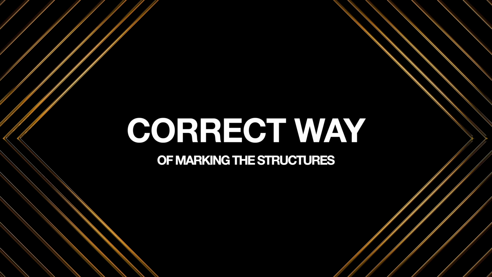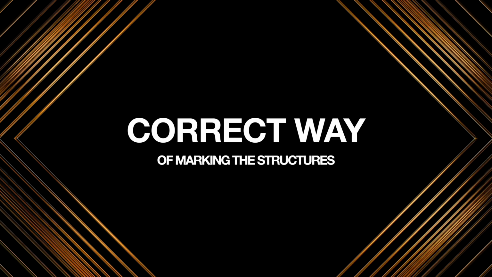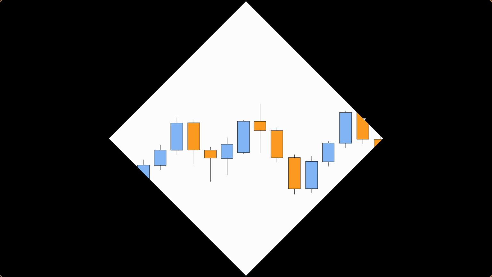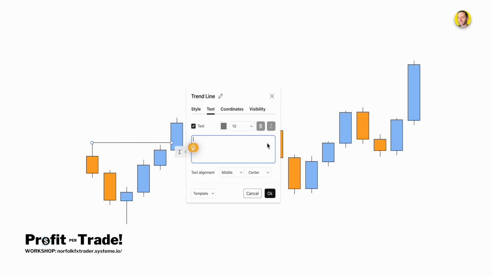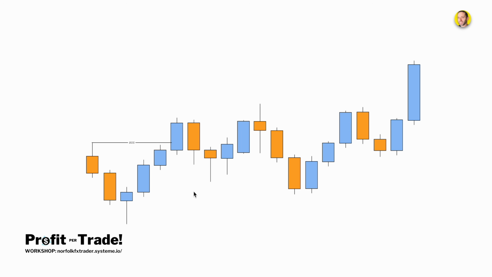So the correct way that we would be marking up the charts, let's go through the correct way. This is a valid breaker structure. Why is this a valid breaker structure? Hopefully you've been following along. If you have, just drop that comment down and tell me why it's a valid breaker structure.